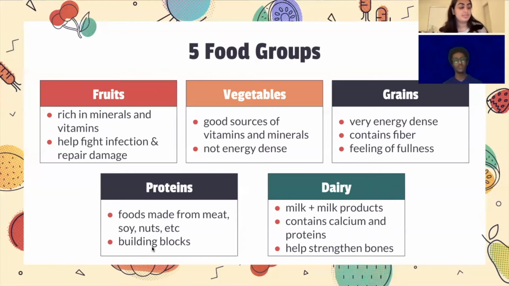And the second food group that we have is vegetables. As you all know, vegetables are very good parts of our diet because they have rich sources of vitamins and minerals. They are not as energy dense as some other food groups, but the important thing about vegetables is that they don't contribute a lot to weight gain because they have low fat content.